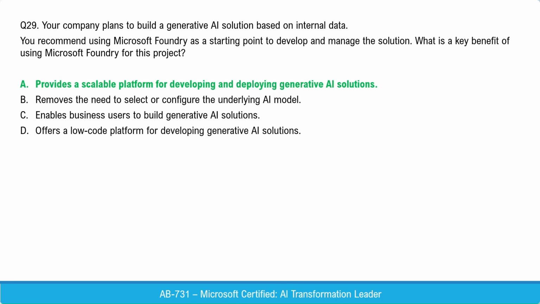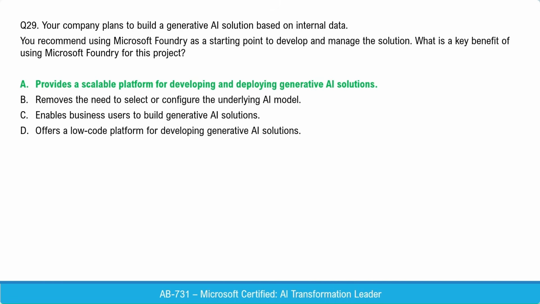Let's understand why. If you see the requirement, the company wants to build a Gen AI solution using Foundry. The question is asking for a key benefit of using Foundry. Option A is correct because Foundry provides a scalable platform for developing and deploying Gen AI solutions. It allows organizations to build, manage, and scale AI workloads efficiently, which is critical for enterprise scenarios.